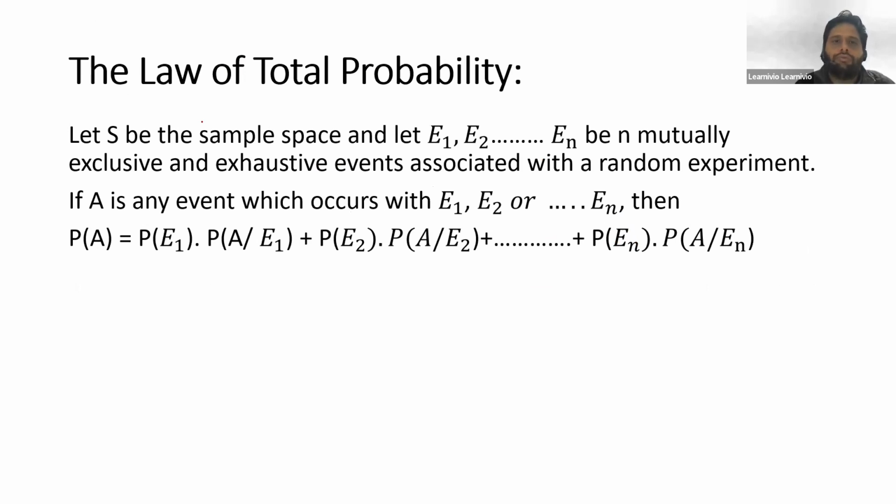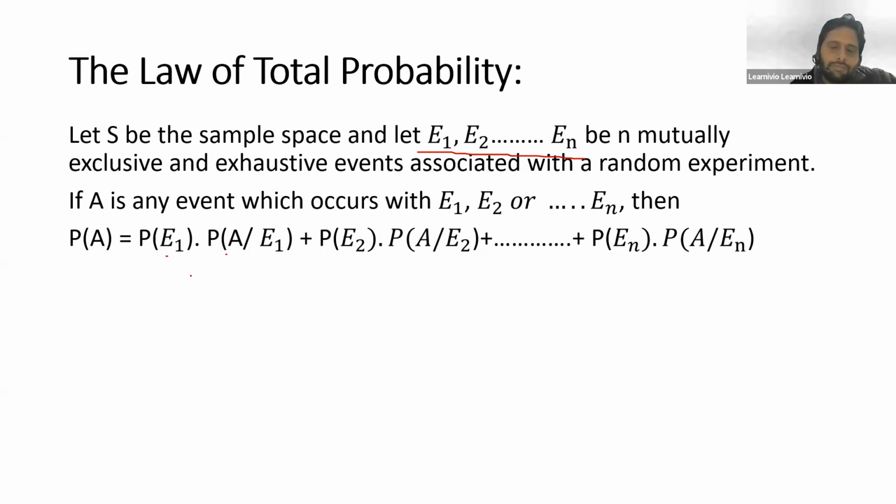Okay, so now this is a good topic, the law of total probability. What this theorem says: let S be the sample space and let E1, E2, up to EN be mutually exclusive and exhaustive events. I hope now you know what mutually exclusive and exhaustive events are. We have already done this in the first class, associated with a random experiment. Abdur, once we do the law of total probability, after this we will do Bayes theorem. If A is any event which occurs with E1, E2 or EN, and we need to find the probability of A, that will be P(E1) into P(A given E1) plus this, this, this.